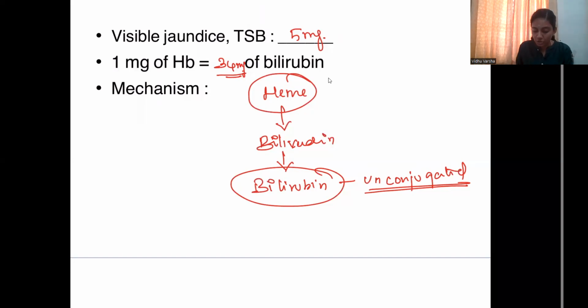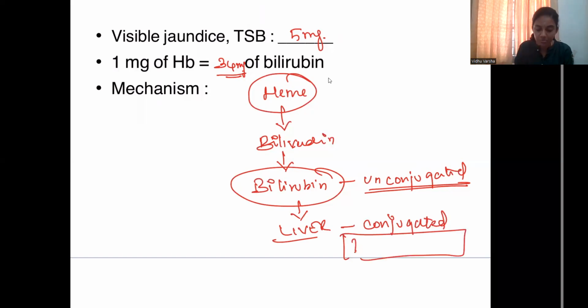This unconjugated bilirubin, when it is taken to the liver, gets conjugated. Conjugated with the help of what enzyme? Just write it in the comment section. Please be interactive also. So let us note it in the comment section. What enzyme is it getting conjugated with?